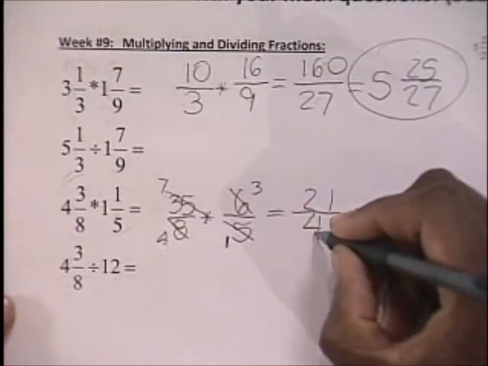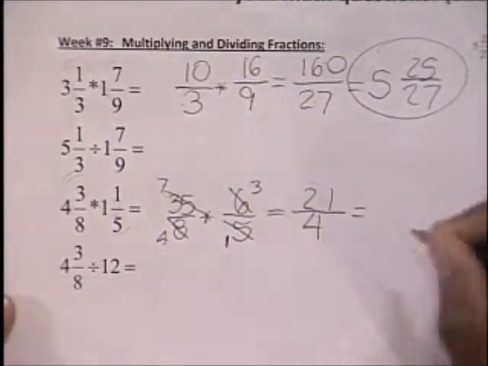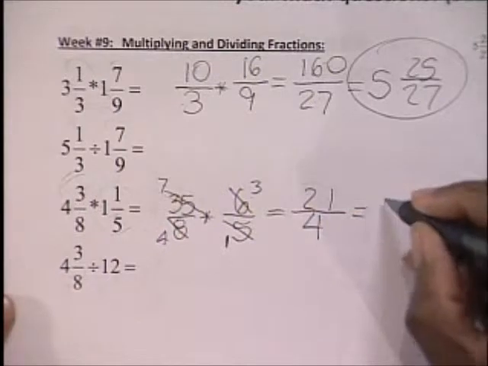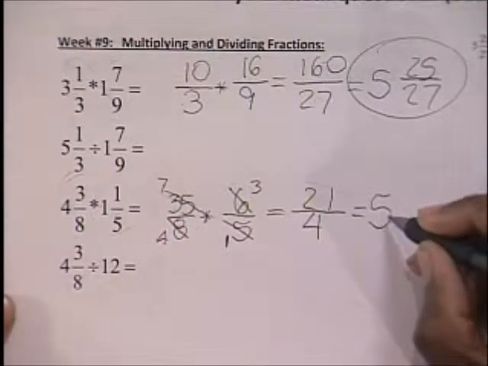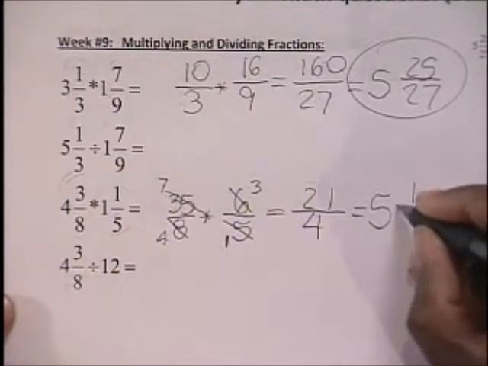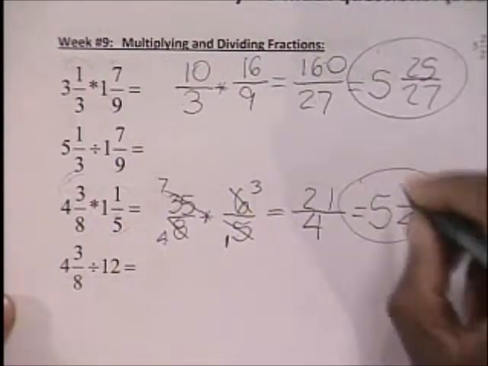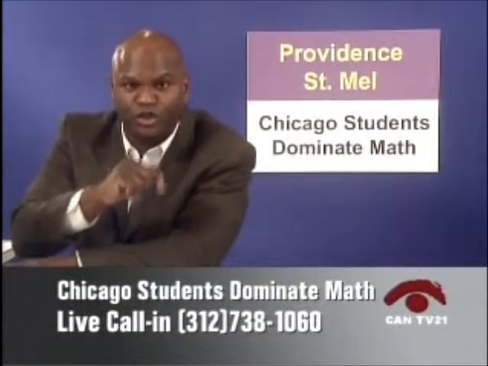We end up with 21 over 4, and you can simplify that or make it a mixed number. 4 divides into 21 5 times. That's 20. The remainder would be 1. 5 1/4. Final answer.